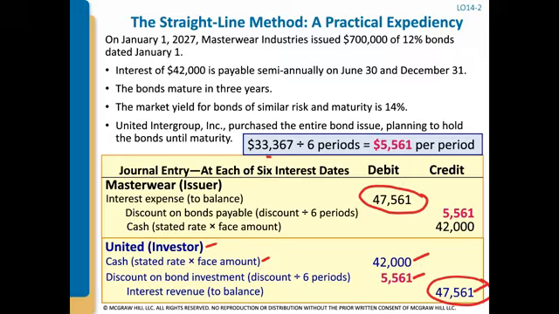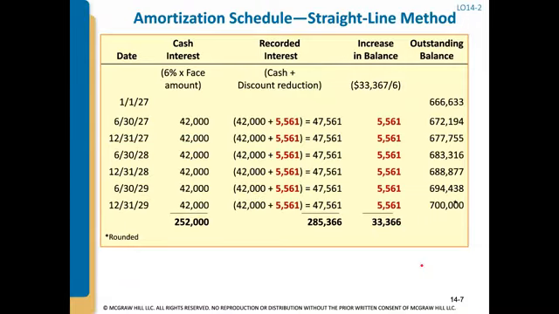So the straight line method is very simple. You just take whatever your discount or premium amounts are, and you divide by the number of periods that the interest payments occur. If you want to see it in a schedule, this is what it looks like if you want to compare it to the effective interest rate amortization schedule. You have your initial issuance of the bond, and then you have the 6 interest payments. The interest payments are always the same, $42,000. This is the same as you would see in the effective interest rate method amortization schedule.